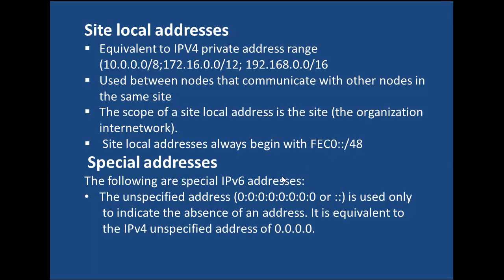We also have special addresses, and you have the unspecified address, which is the address that is used to indicate the absence of an address. So if a computer does not have an address, this is what you would see for the IPv6 address. Or you would simply see the 2 colons, which specify the zeros. For IPv4, if there's no address, you would simply see 0.0.0.0.